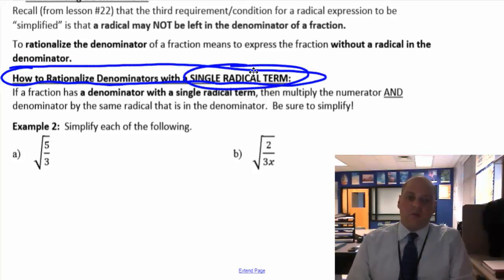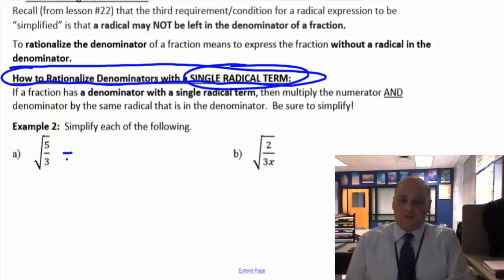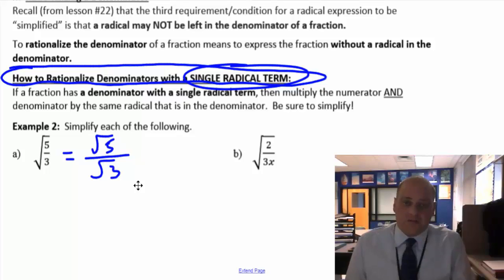A single radical term in the denominator. So that's like these examples here. You just have radical 5 over radical 3. This is radical 5 over radical 3. How do we handle that? 3 doesn't go into 5.